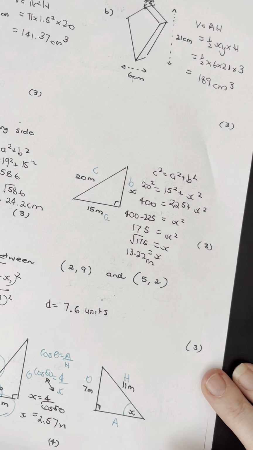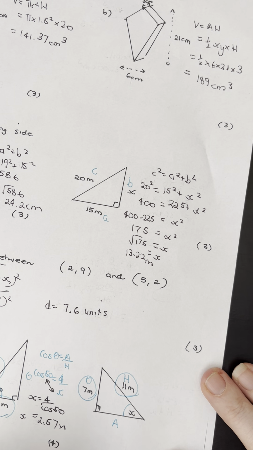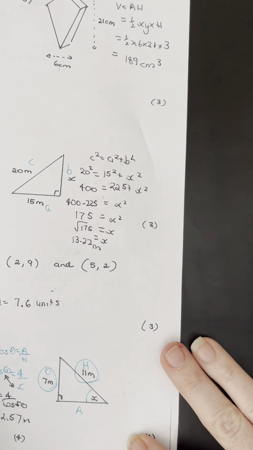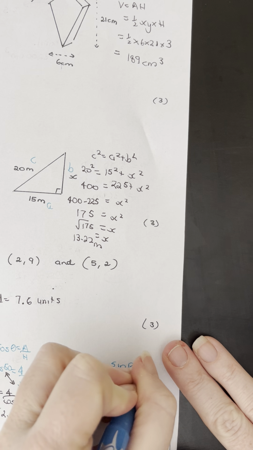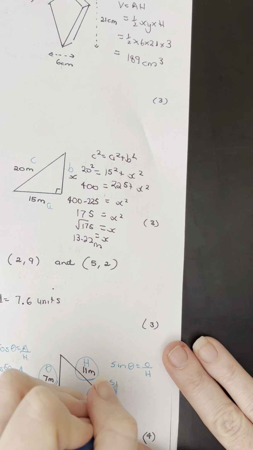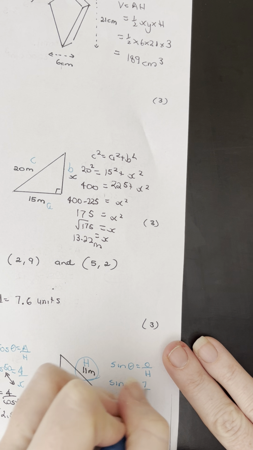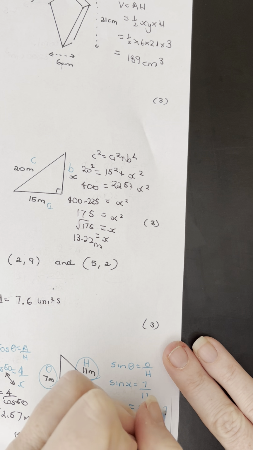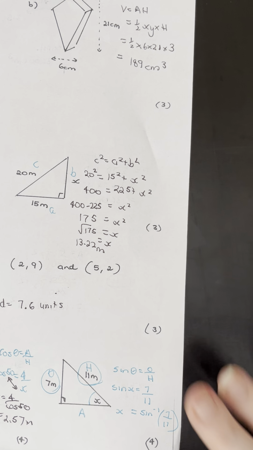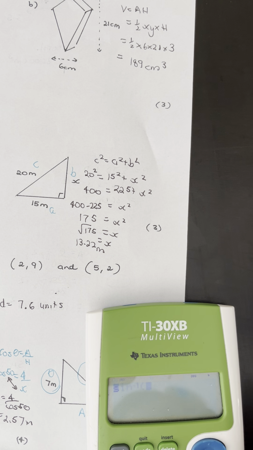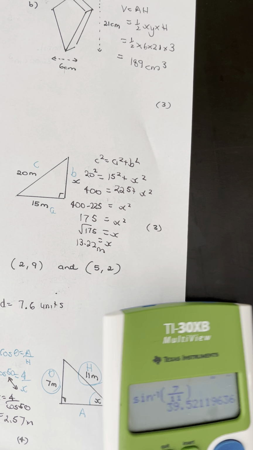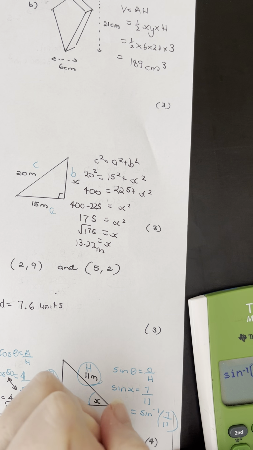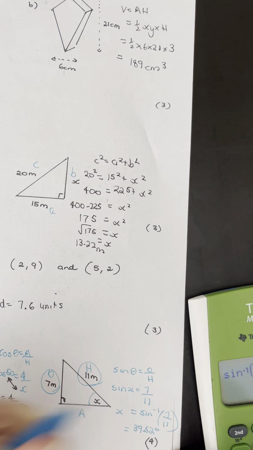Now my last one here is finding an angle. So I'm going to look what ratio first, which is sine. So I'm going to write my sine theta equals opposite over hypotenuse. So I've got sine x is equal to 7 on 11. So then to get my x, I'm going to do sine to the negative 1 of 7 on 11. So on my calculator, I'm doing that second sine, 7 over 11. And I'm going to get 39.52 degrees. Okay.